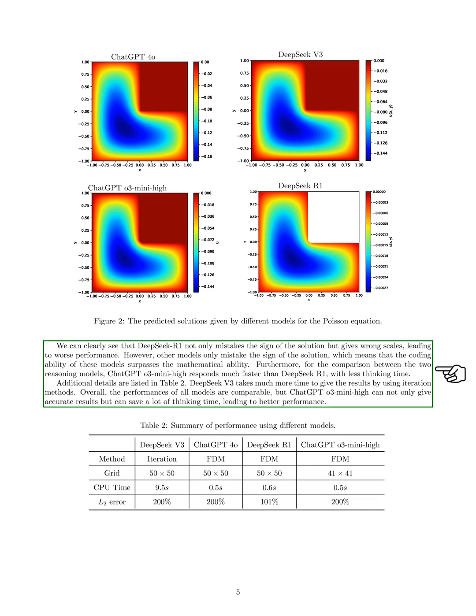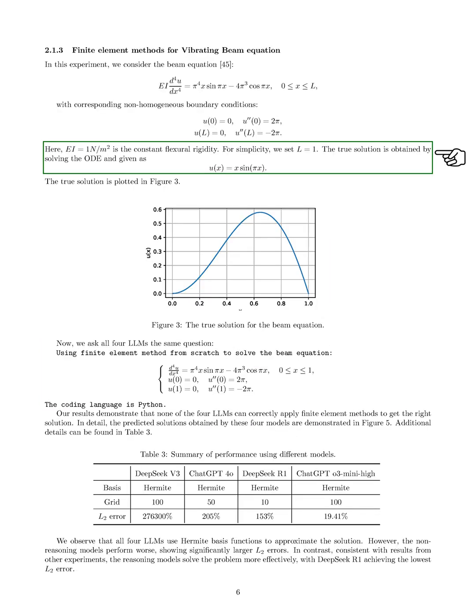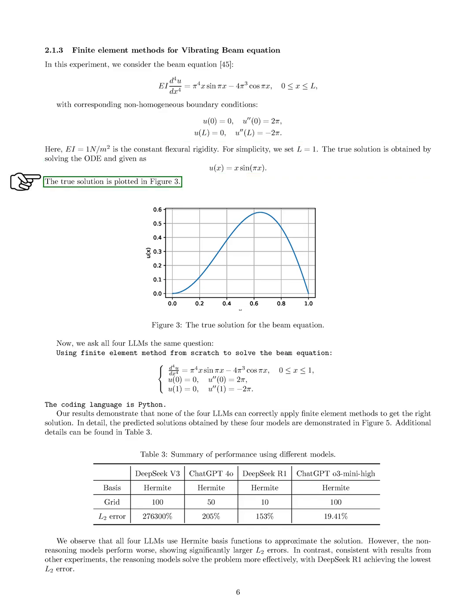Section: Finite element methods for vibrating beam equation. In this section, we explore finite element methods for the vibrating beam equation, considering non-homogeneous boundary conditions. We set the flexural rigidity to 1 Newton per square meter and the length of the beam to 1 for simplicity. The true solution is derived from solving the ordinary differential equation and is illustrated in a figure.